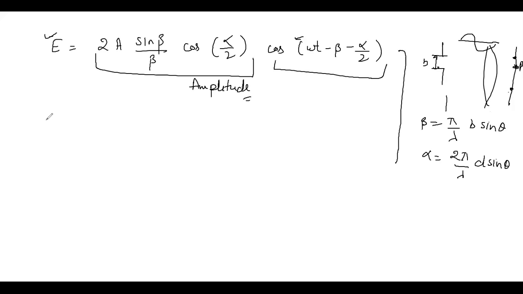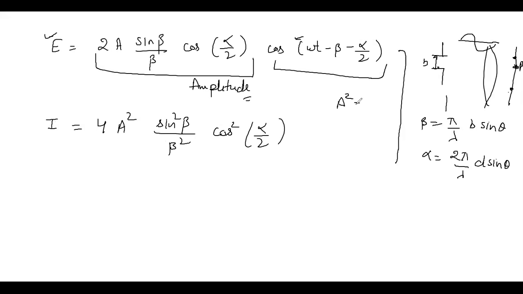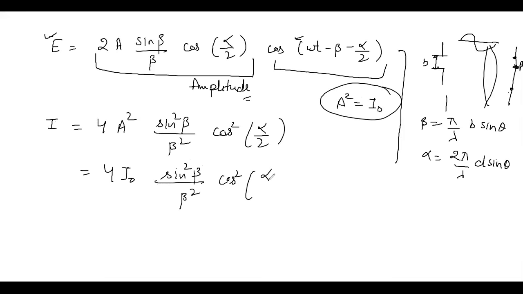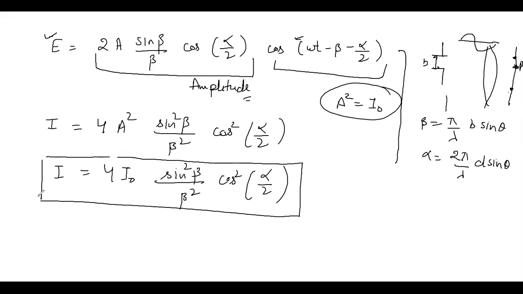So that means here your I would be equal to 4 times A square sin square beta over beta square into cos square alpha by 2. A square we defined as I naught in the single slit. So I can say that this is equal to I naught sin square beta over beta square into cos square alpha by 2. This is your resultant intensity on the screen due to two slits.